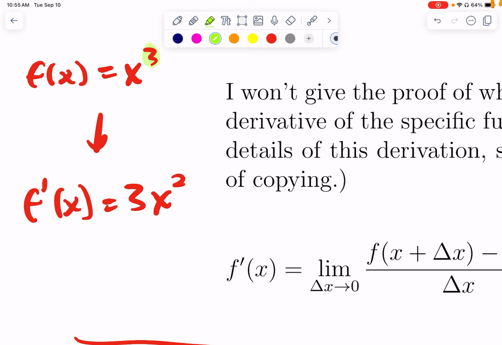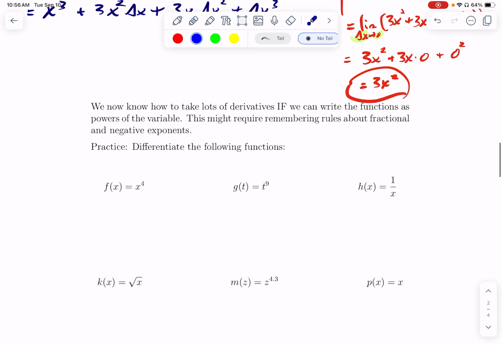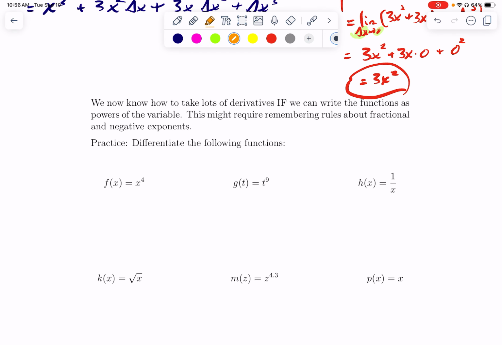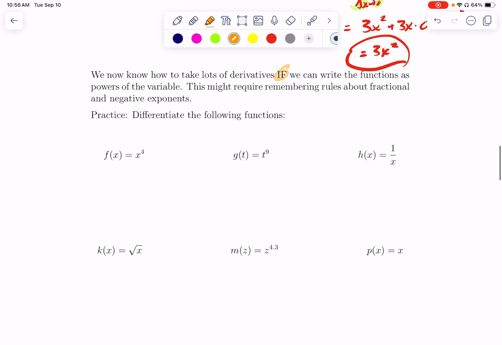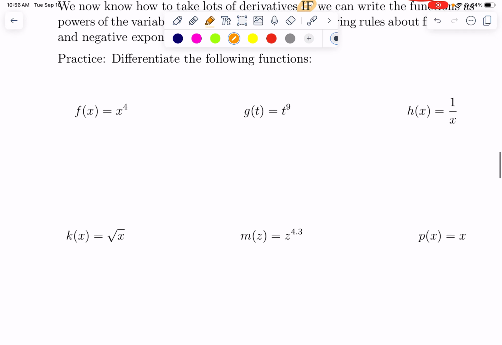If we're taking the derivative of just a variable to a power, that power shows up in front as the coefficient, and then the new power is 1 less than the original. So the power comes in front and gets smaller. This would work with any power of the variable. So let's practice this. If you can write something as a power of a variable, then you can apply this rule. Now, writing something as a power of a variable might require using some exponent rules where you're a little rusty. Rules about fractional exponents, rules about negative exponents.